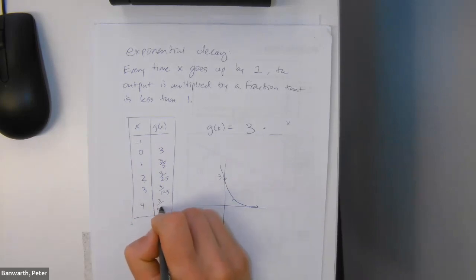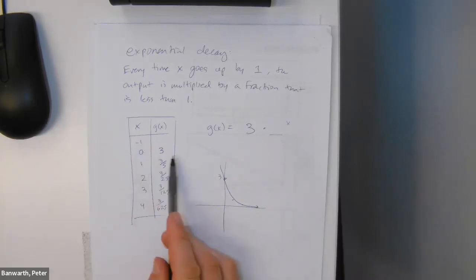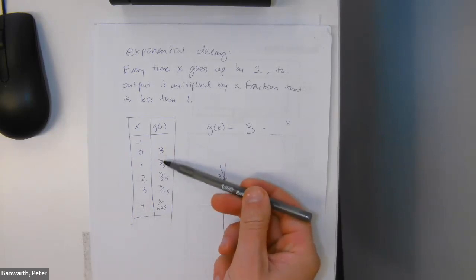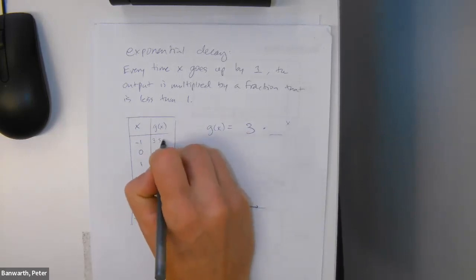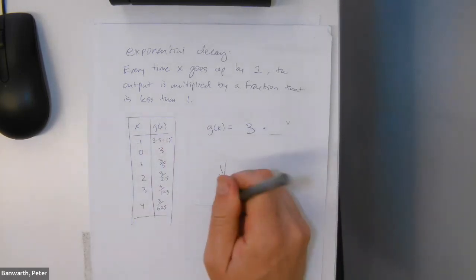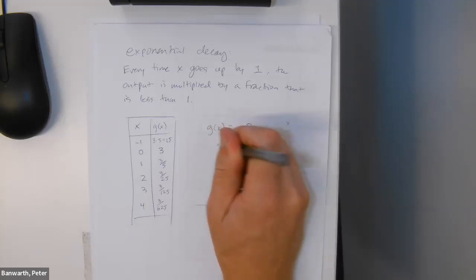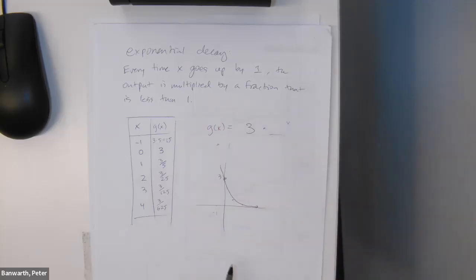I'll do one more. If I go the other way, well, this goes from 3 to 3/5, so that's being divided by 5. So going backwards this needs to be multiplied by 5. So it should be 15. So over here at -1, it should come all the way up to 15.